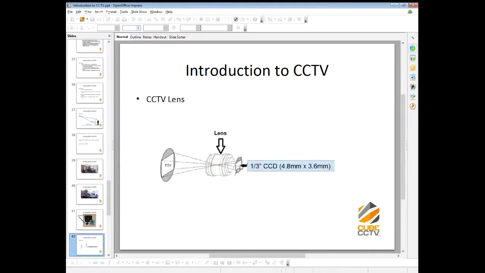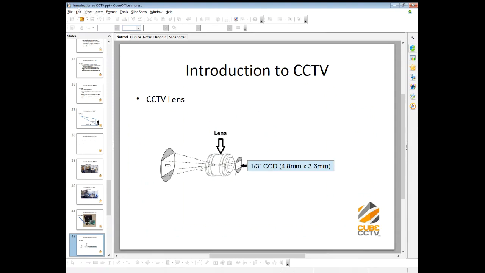So this is how it works, right? You've got the sensor here, which is 1/3. The height is 4.8 by 3.6 millimeter. And then you've got the lens here, which is sitting on the sensor. That's your field of view, right? And depending on the distance between your sensor and your lens, the field of view is going to differ.